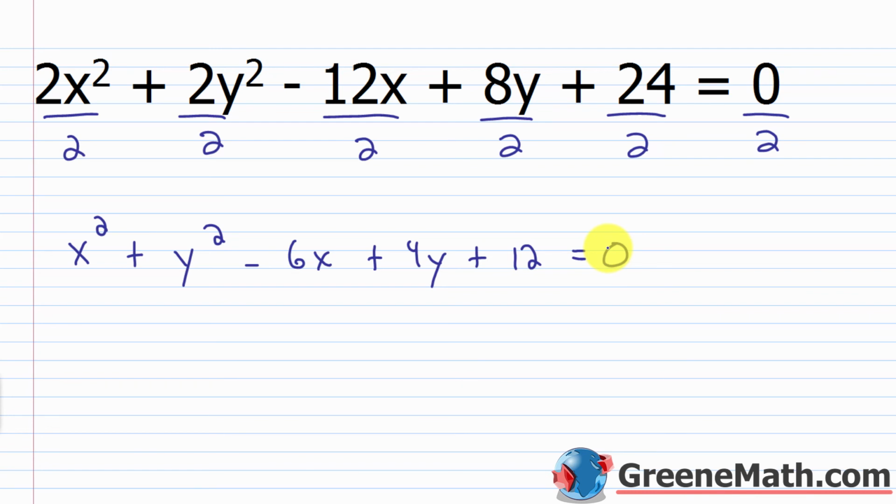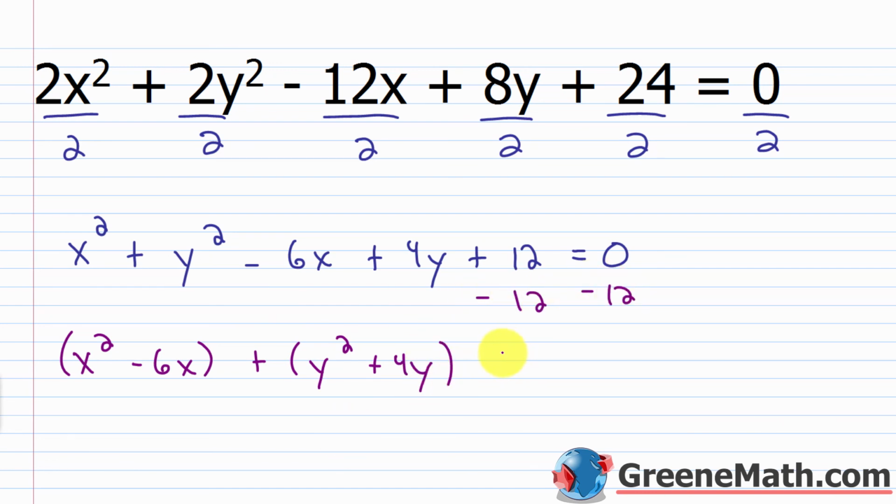Now again, to complete the square, the first thing I'd want to do is grab all my x terms and group those together, all my y terms and group those together, and put the constant on the other side. So I would say this is x squared minus 6x, group those together. Then plus y squared plus 4y, group those together. And I would subtract 12 away from each side of the equation. So this equals negative 12.